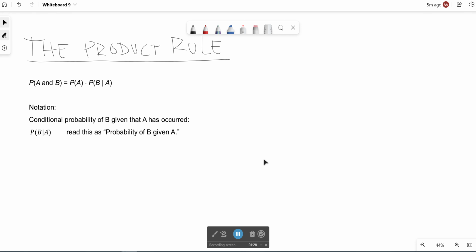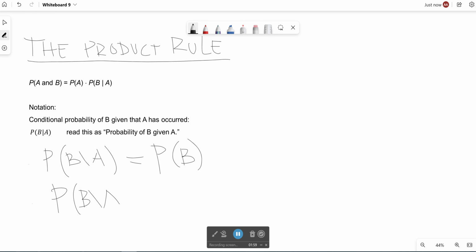Why is that important though? It's because that conditional probability that B occurs, given that A has occurred, may or may not be the same as the probability that B occurs no matter whether or not A has occurred. So P of B. So we have two options here.